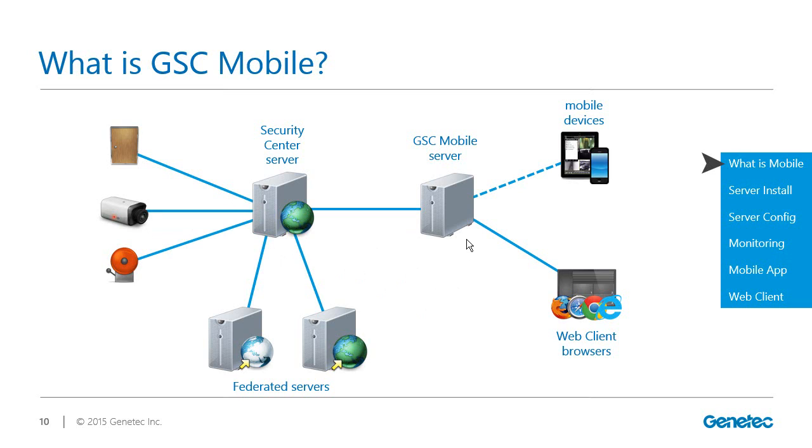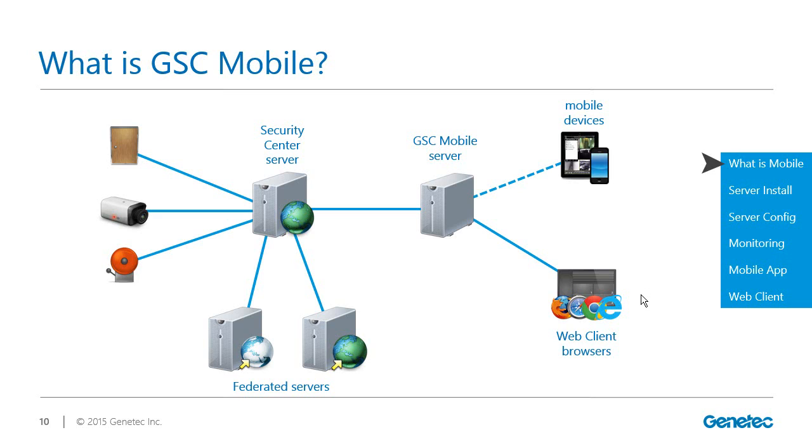Now, the mobile server takes care of any communication and video streams between the Security Center server and the mobile devices or the web clients. The GSC Mobile app can run on several types of Apple, Android, BlackBerry, and Windows Phone devices. We'll take a look at what each one can do and what kind of hardware we need in just a minute.